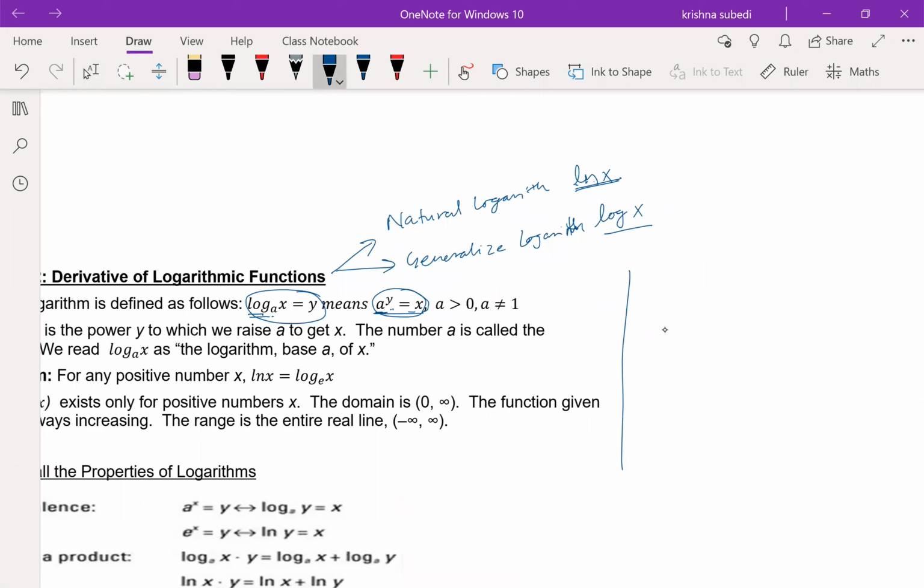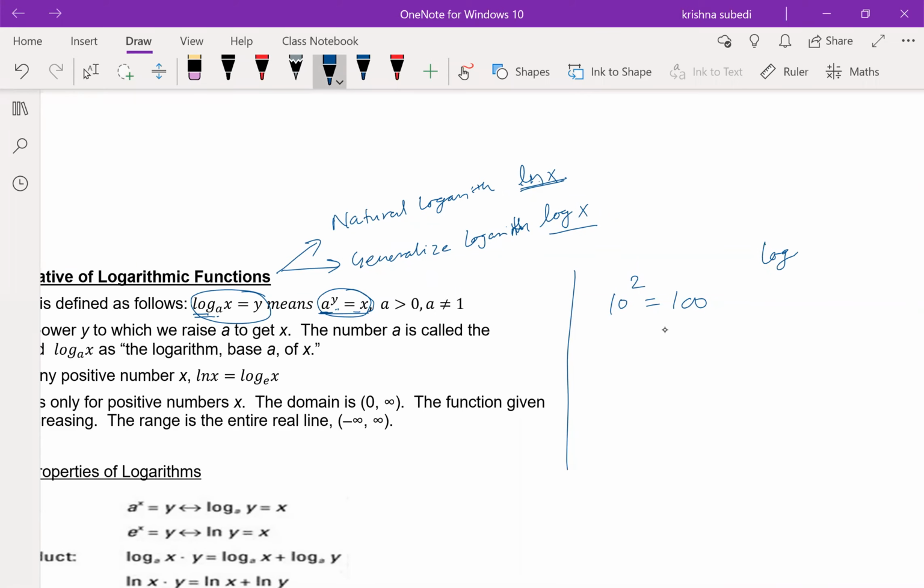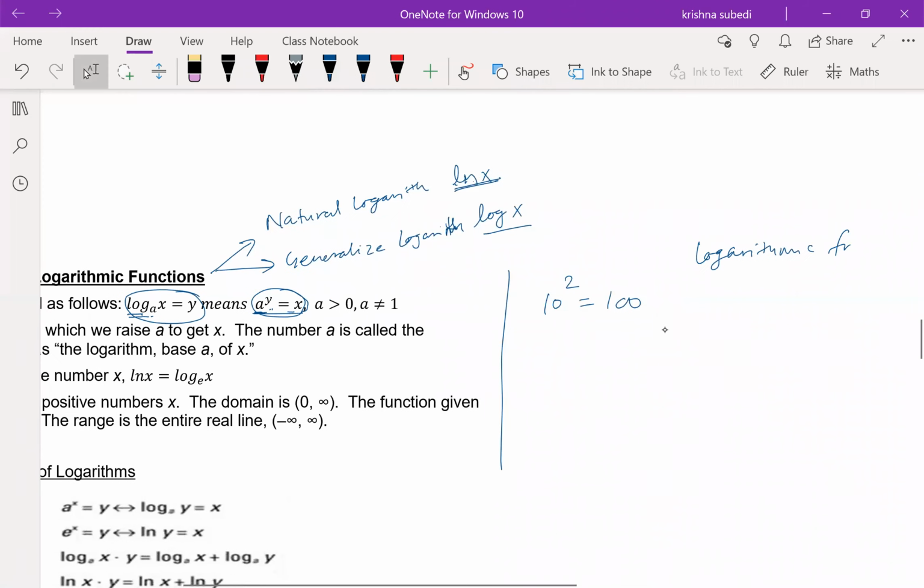Let's do a few things here, just for fun. Let's say 10 squared is 100. And I want you to change this into a logarithmic function. How do you write that? In logarithmic form, this will be log, base 10, and then you switch the power 2 and the 100. So this will be log base 10 of 100 equals 2. So these two things are equivalent, okay? They mean the same thing.